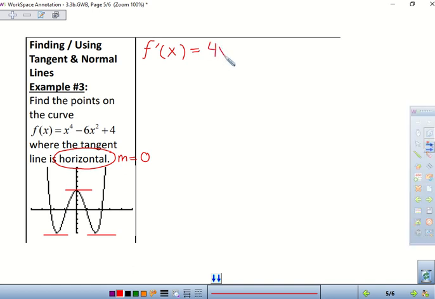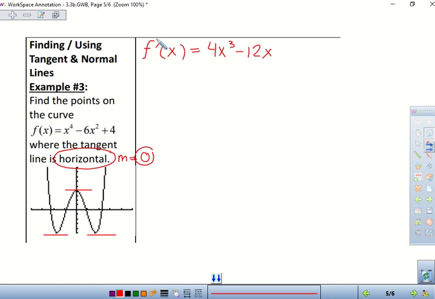So that's going to be 4x cubed minus 12x. I think it's the same as the last one. So now, instead of plugging in for x, we don't have any x value. We're trying to find the x value, given the slope this time. Remember, f prime of x, the derivative, is the slope.